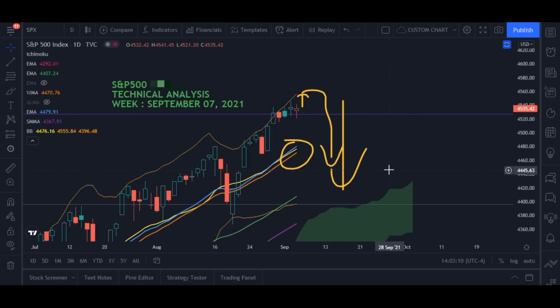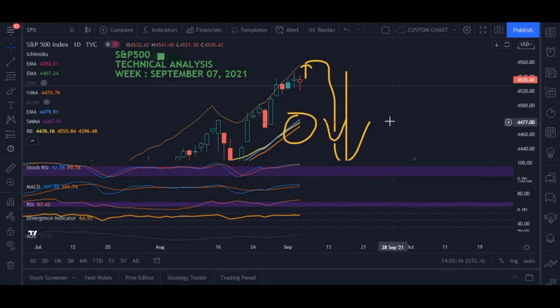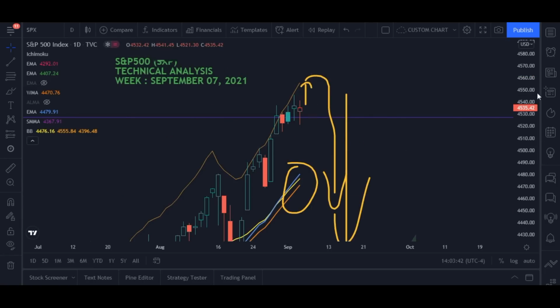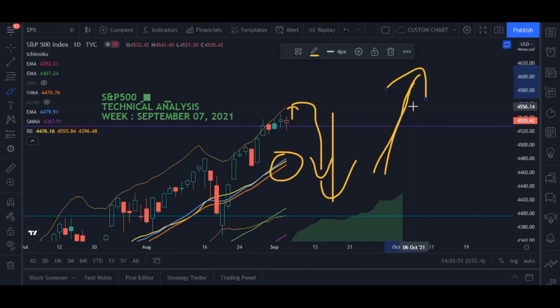Now, if we talk about other technical indicators, we have Stochastic RSI. Stochastic RSI is bullish, and it is heavily bullish. MACD is bullish, and again MACD is heavily bullish. Momentum, yes, on the daily chart the market has very heavy momentum. Divergence is almost 65, but it is not more than 70 as it was on the weekly chart. So all of the technical indicators are saying that there is a bull trend in the market.